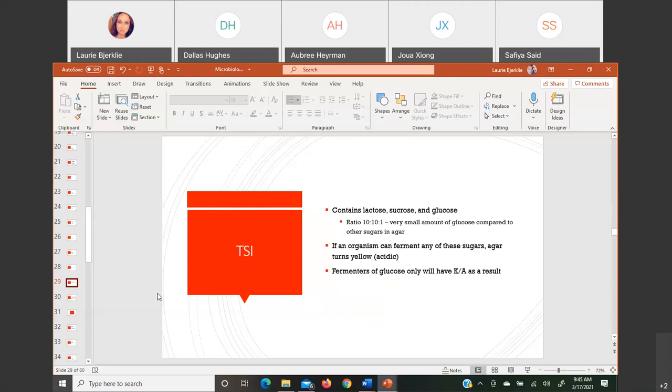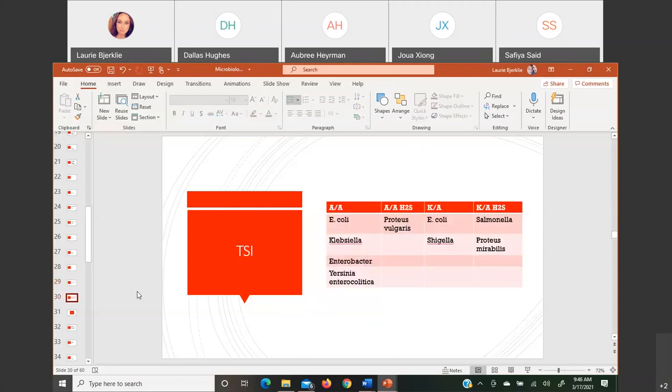Remember, these are looking at the Enterobacteriaceae bacteria. All Enterobacteriaceae ferment glucose, so most of the time they should have that yellow bottom because they can ferment the glucose. If they can ferment any of the other sugars, then the whole thing will turn yellow. Otherwise, only the top will remain purple if they can only ferment glucose. So again, if it's only a fermenter of glucose, it's K over A. Otherwise, if it can ferment any of the other sugars, then the whole tube will turn yellow and be A over A.